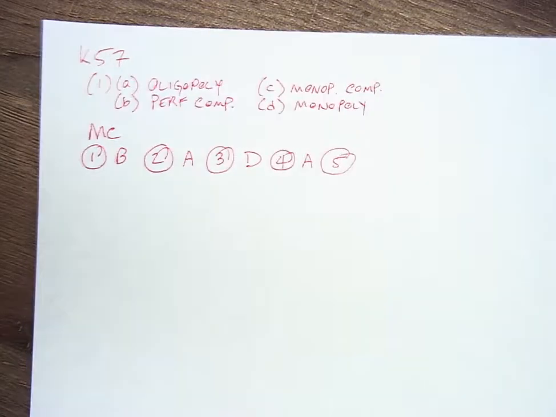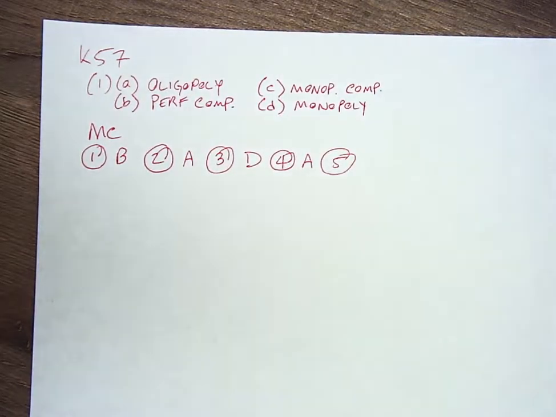Number 5, which of the following is differentiated products? So then we have Coke and Pepsi, which are differentiated. They're essentially the same product, but they're slightly differentiated from each other. So A is going to be a true statement. Autos and bikes, those are not differentiated because they're not the same kind of product, right? Bikes and autos are different.